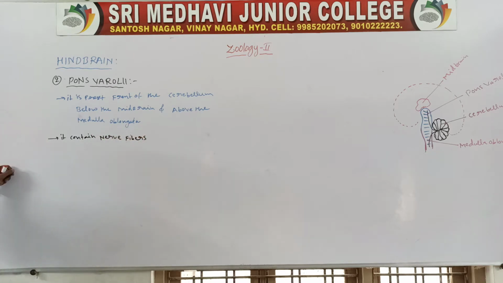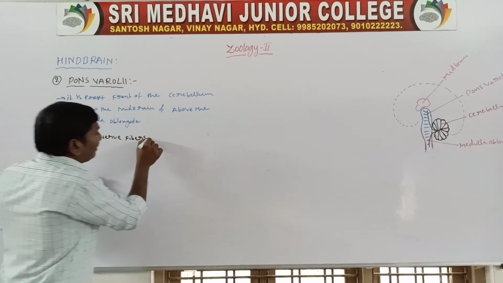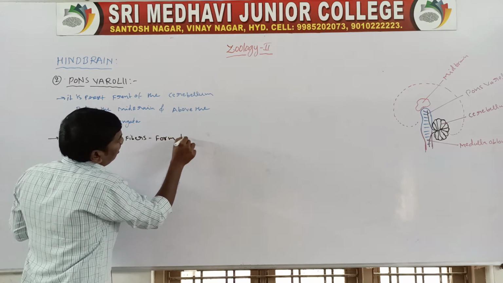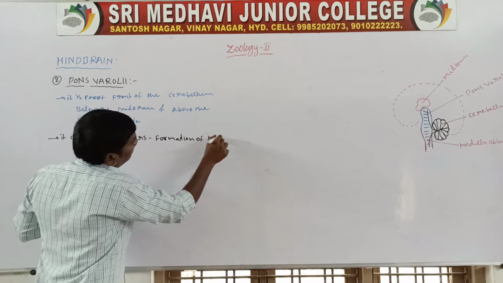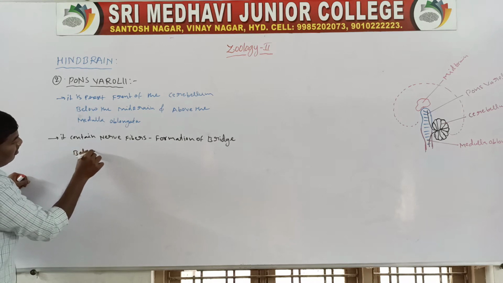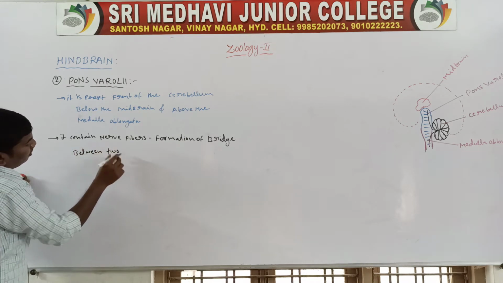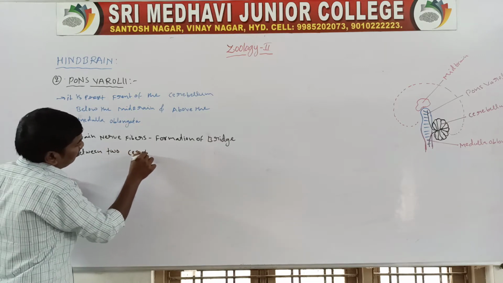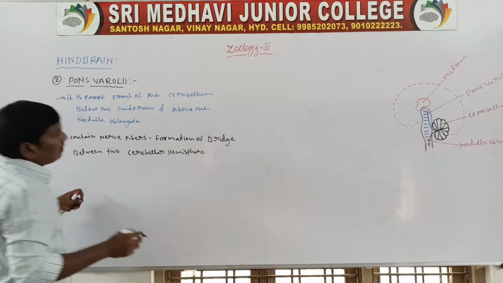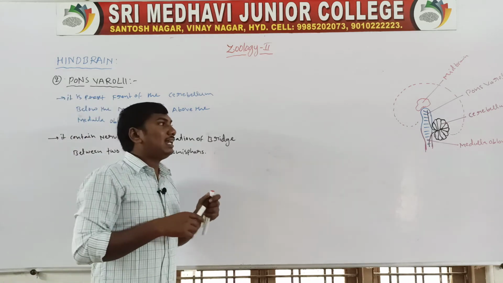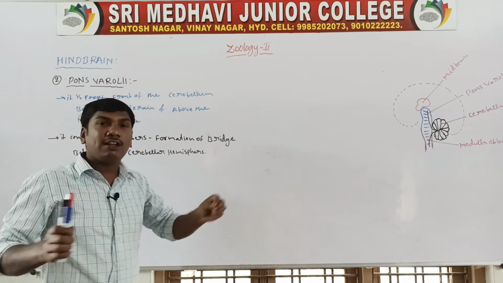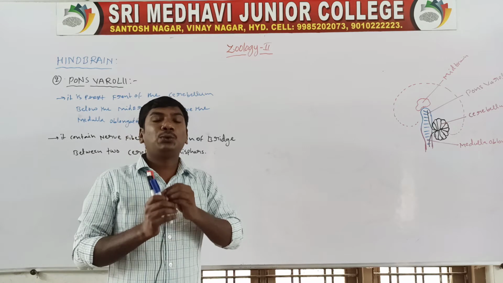Next, it contains nerve fibers. The pons varoli contains nerve fibers. The nerve fibers form a bridge between the two cerebellar hemispheres.